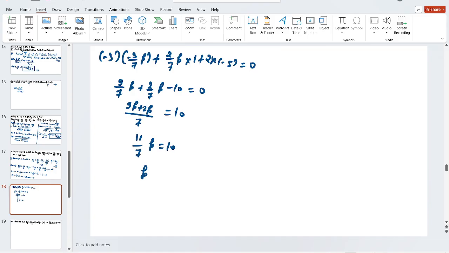If you solve that, p is equal to what? 10 into 7 by 11. So it becomes 17 by 11. So p is equal to what? 17 by 11. I hope it is clear to you. So this is our answer.